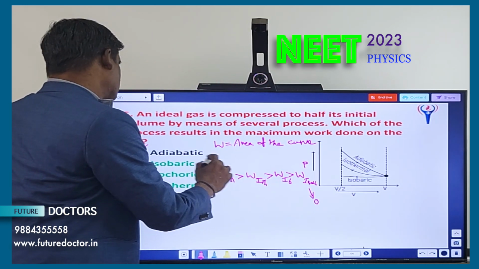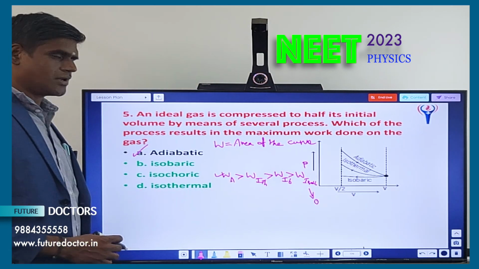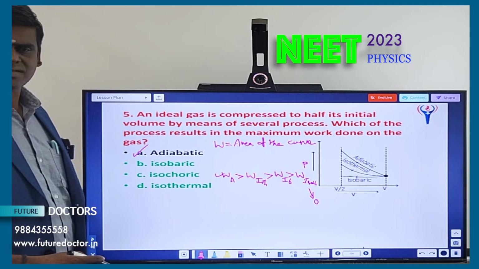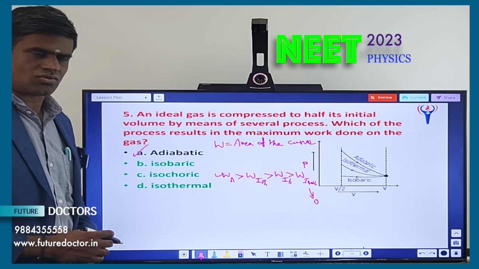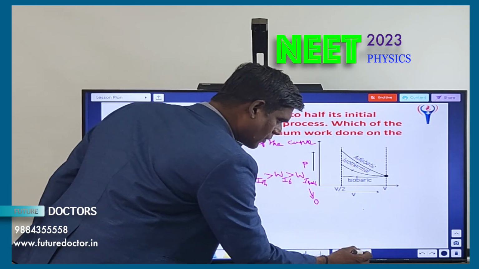And adiabatic is maximum. So option A, work done in adiabatic is the maximum value. That is the answer. Let's move to question number 6.